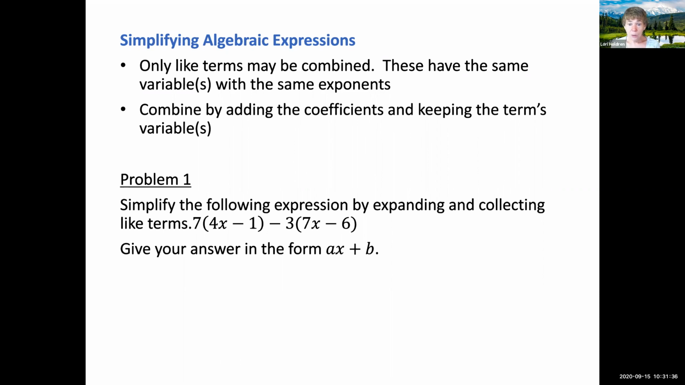Here's a problem that you can pause the video and try, and I'll go over it. Simplify the following expression by expanding and collecting like terms. Our expression is 7 times the quantity 4x minus 1, minus 3 times the quantity 7x minus 6. They want our answer in the form ax plus b, and be careful you enter it correctly for Newton. Pause the video and give it a try.